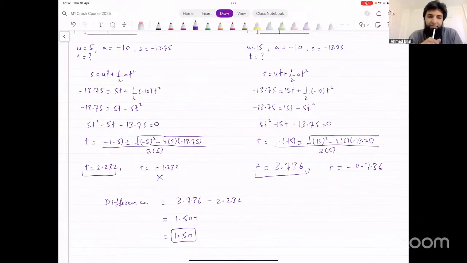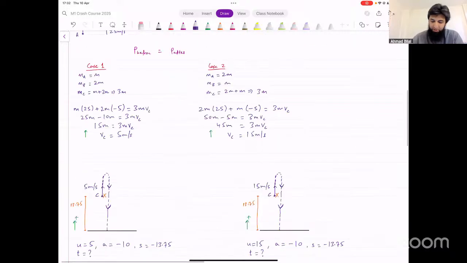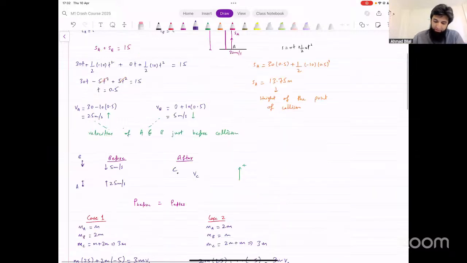When C hits the ground. Does that make sense? So just this much working for 8 marks.